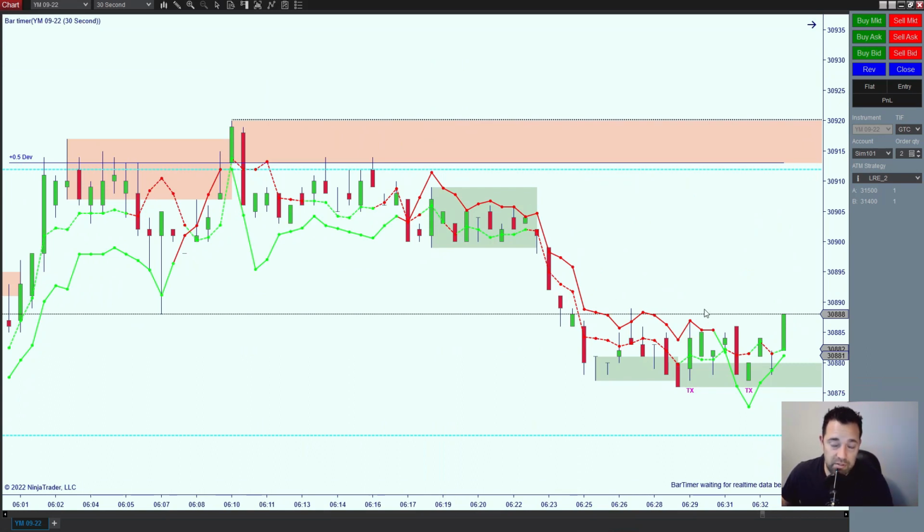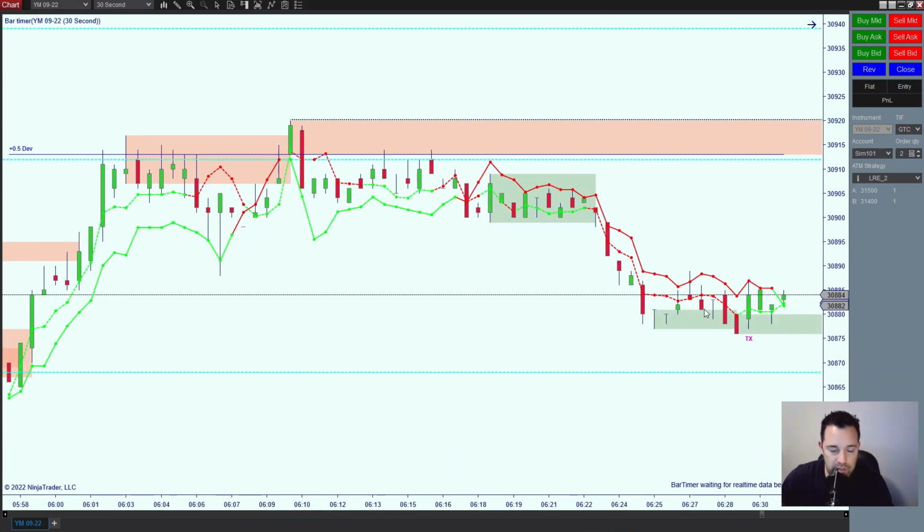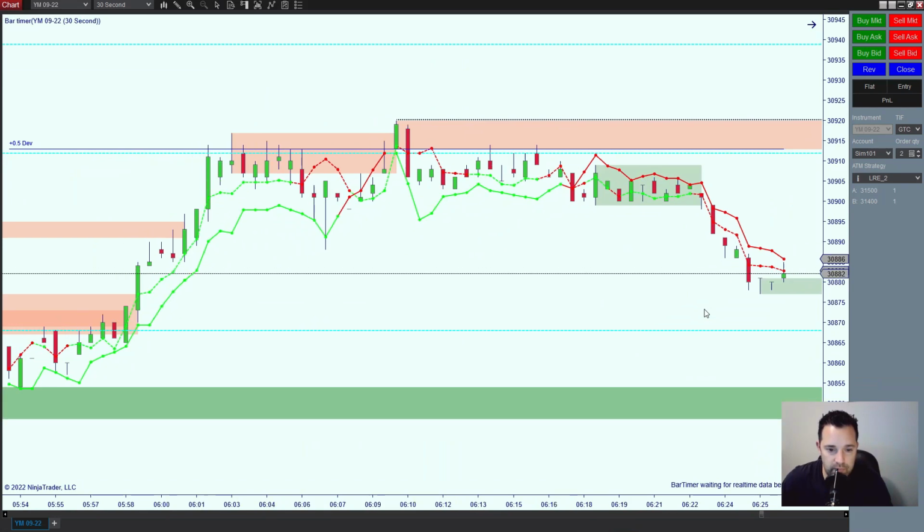So that's a simplicity trade. Simple as that. That's why it's called simplicity. But then other factors come into play, of course, of should you take it, should you not, a lot of different things, because you don't take every single one of them. Okay, so now let's scroll backwards and tell you what an LRE is.